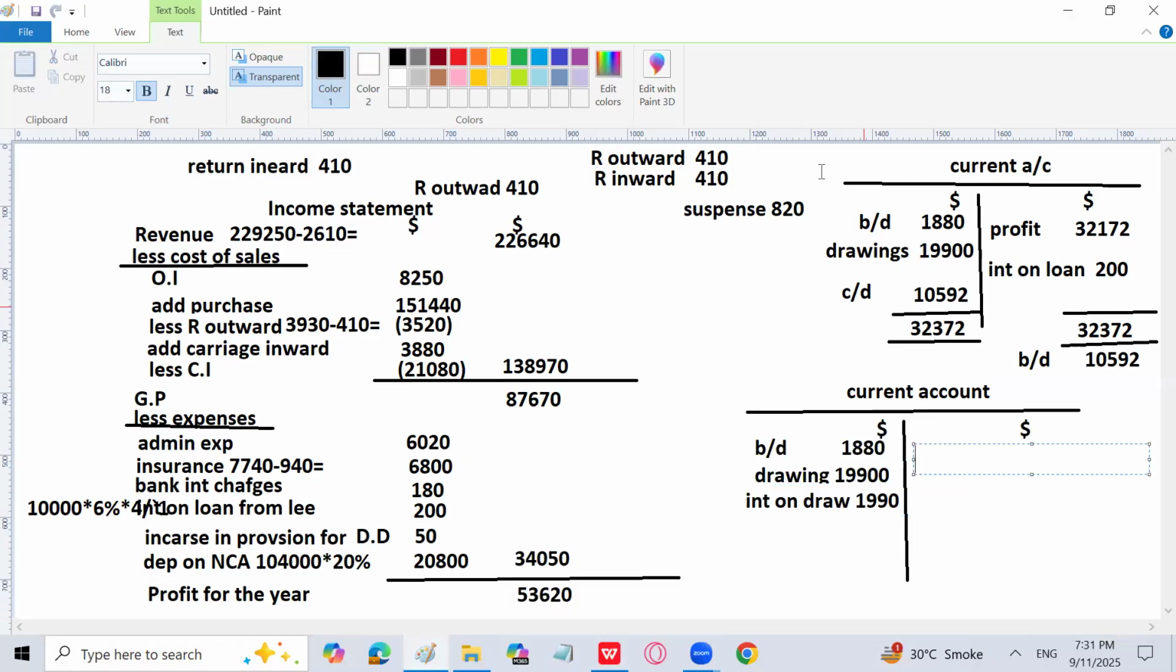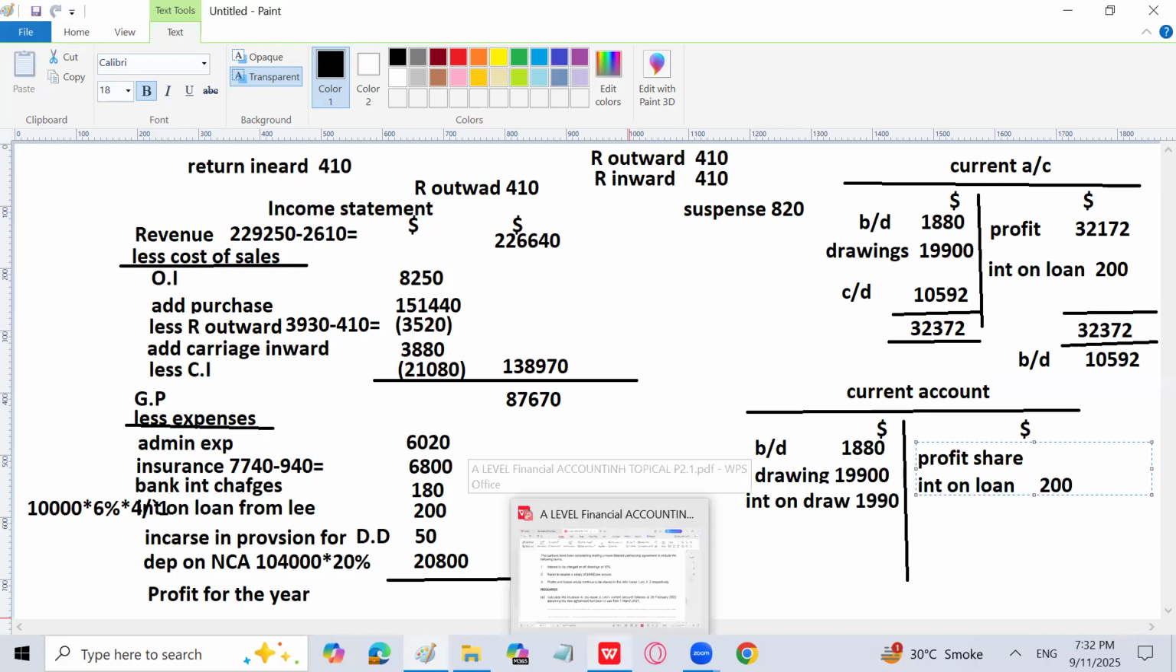Here on the credit side comes the profit share. So I will write here profit share. Then here comes the salary. Salary is not given to him. That is given to Karen. Here comes interest on capital. It is also not there. Then here comes interest on loan. That is there. That is going to be 200. It is going to remain the same because there is no change in that.